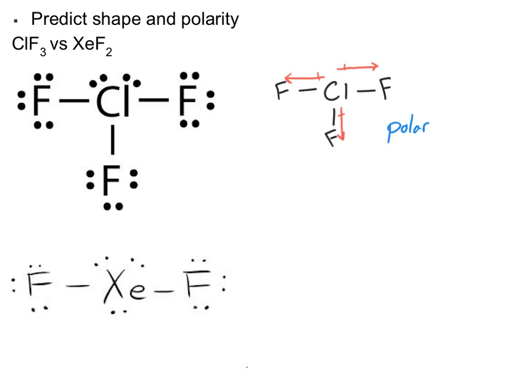XeF2, however, still has a trigonal bipyramidal electron domain geometry with our 5 electron domains. However, the molecular geometry of this molecule is going to be linear. And so we can draw out our 2 bond dipoles, which we can see pretty quickly will cancel each other out. And so since there is no overall dipole in the molecule, the whole molecule is nonpolar.